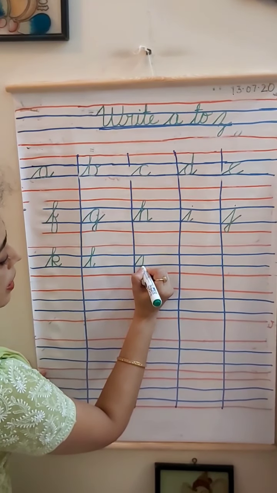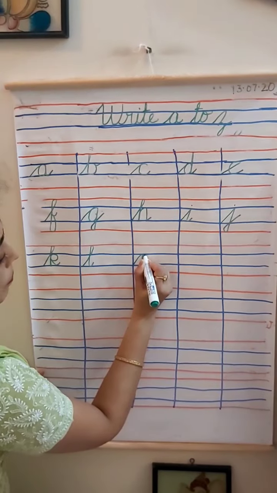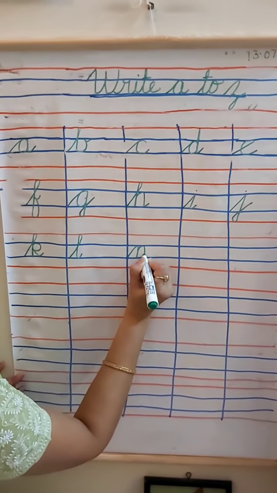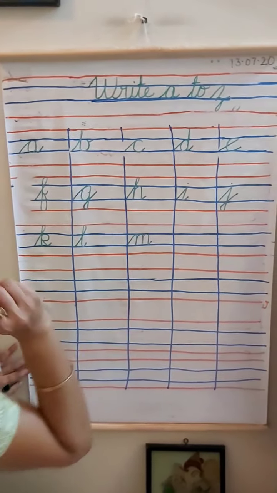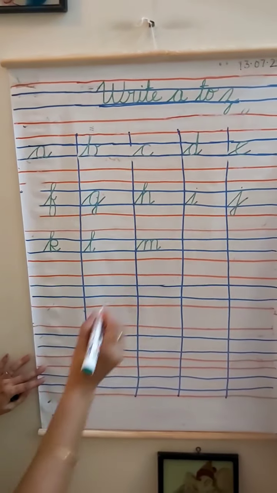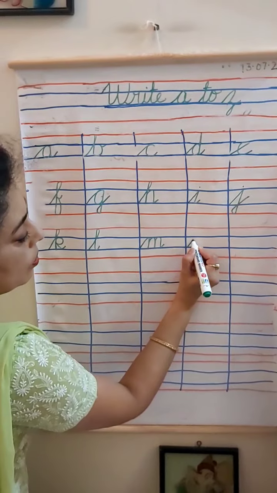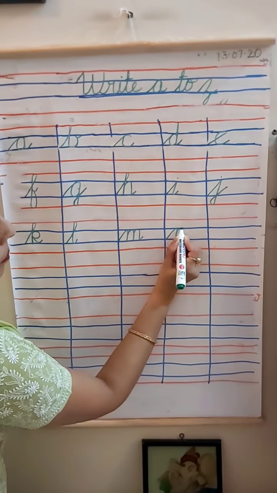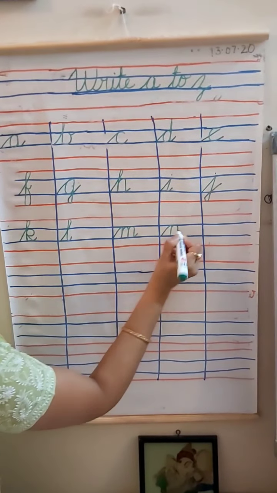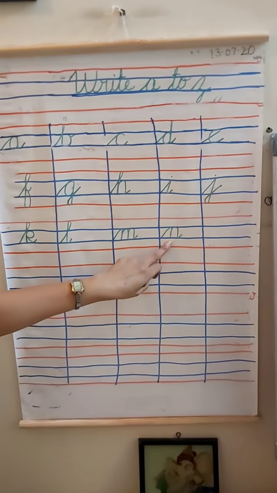Slant up, down, up, turn, down, up, turn, down, and a tick. This is M. N. Starting from the corner, slant up, down, and a tick. This is N.